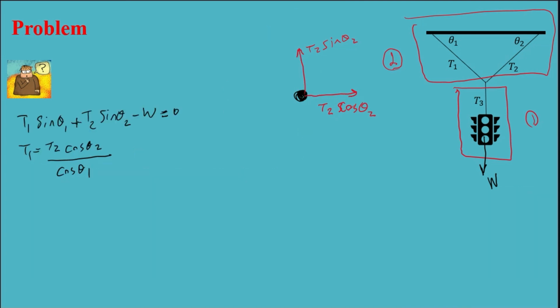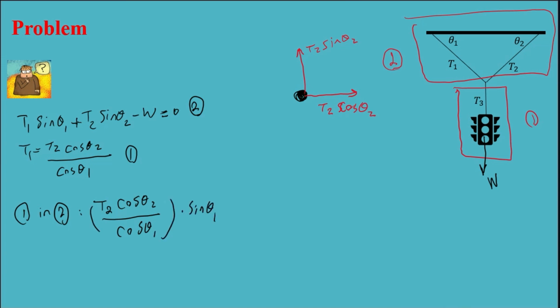Alright, this is what I got from the previous slide. Now I'm going to substitute T1 here. So this is going to be equation 1, 2. I'm going to substitute 1 in 2. If I do that, then that's going to be T2 cos theta 2 divided by cos theta 1 times sine theta 1 plus T2 sine theta 2 minus W equal to 0, right? Let's substitute the values here.